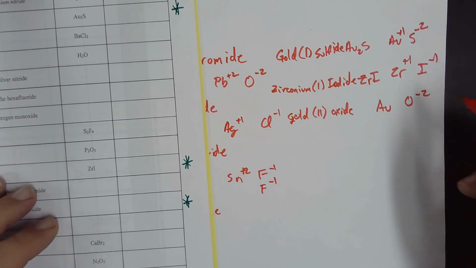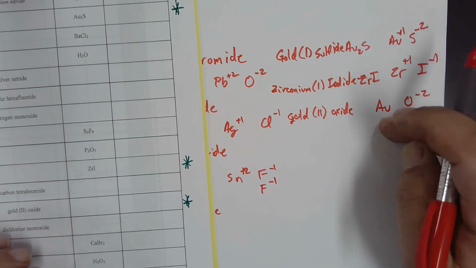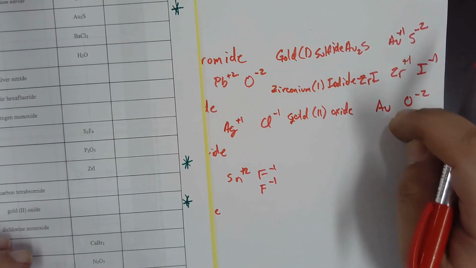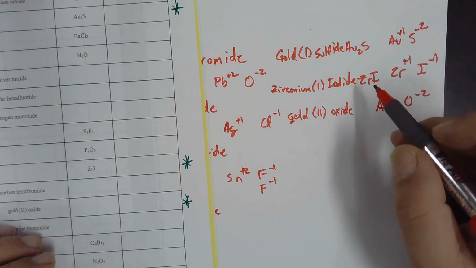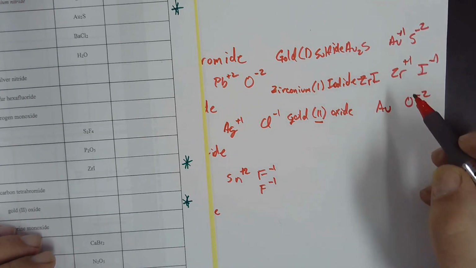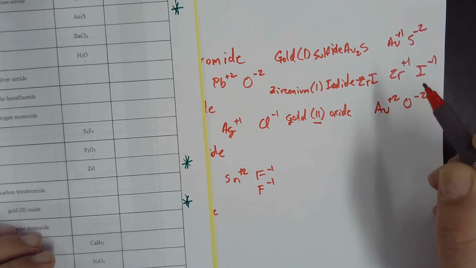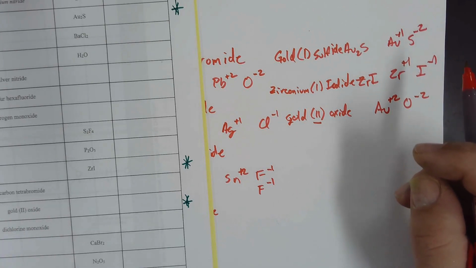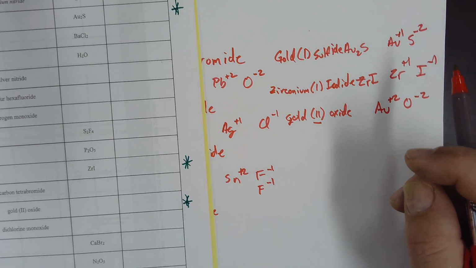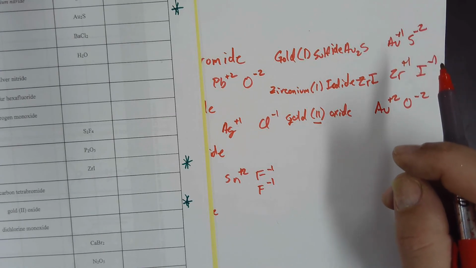Now I know. So that's a -2 charge. I only have 1 gold. What's the charge have to be for that? +1. Or +2. There's 2 golds. Wait, what? The Roman numeral represents what again? Oh. The charge, not the subscript. So it doesn't tell me how many atoms. It just tells me what the charge of the atom is. Everybody with me on this?